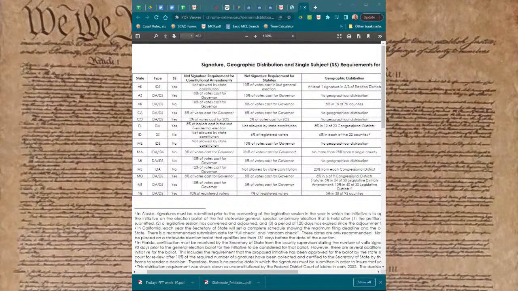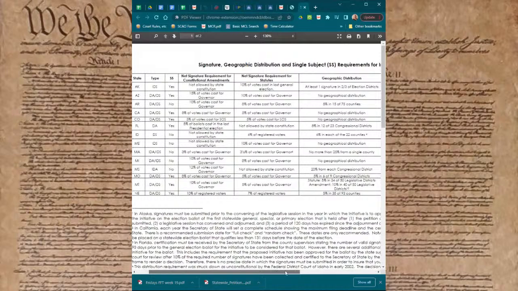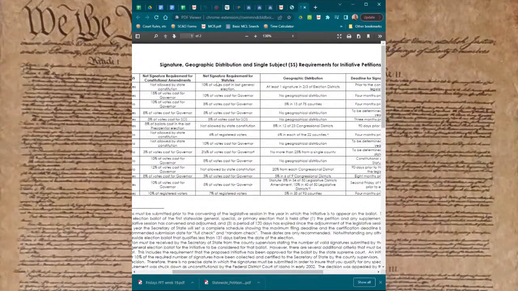You can see here, this state in particular has statutes that are allowed to be changed, but not constitutional amendments that are allowed to be done by petition. So that's the difference in the two columns here. The first one is for constitutional amendments. The second one is for statutes. And again, it's telling you how many votes are needed.